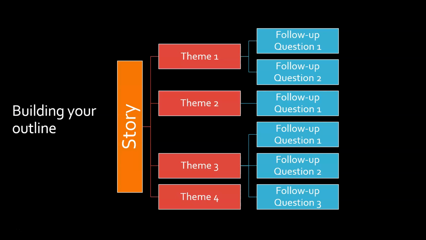Another way to look at this is how we're going to build the outline for your project. So you can also outline your projects in the same way. We have our story, the original story that you wrote, and now we want to identify those themes. Now again, you don't have to have 4 themes. This is just an example. You might have one really big theme and then ask a lot of follow-up questions, for example.